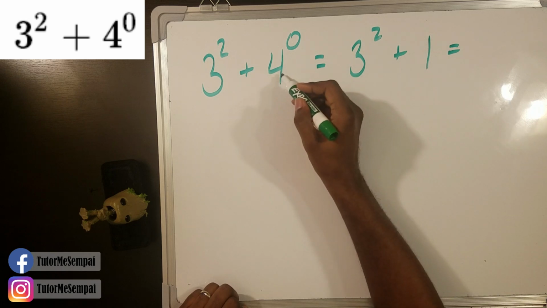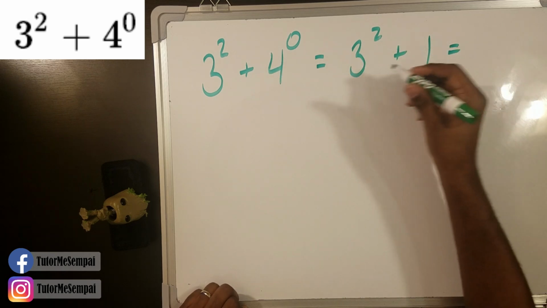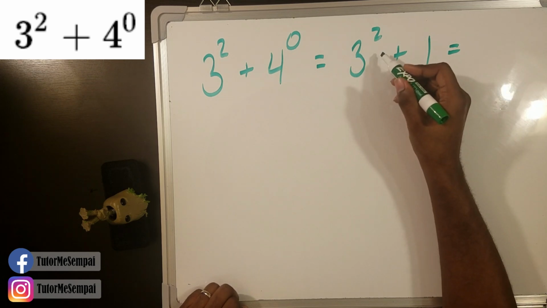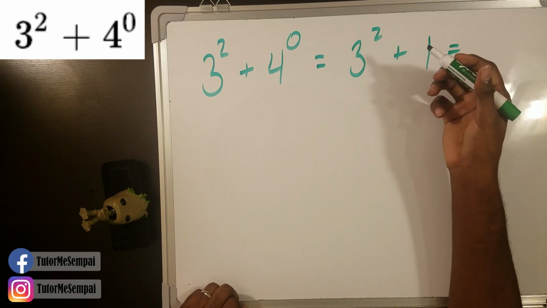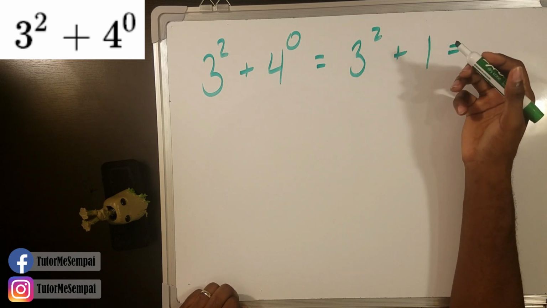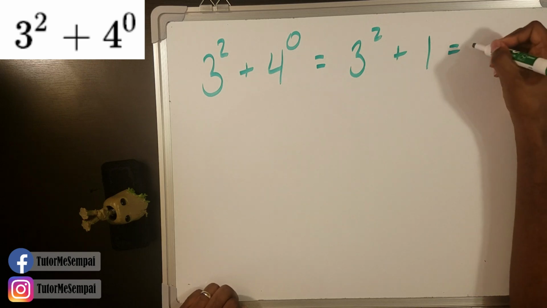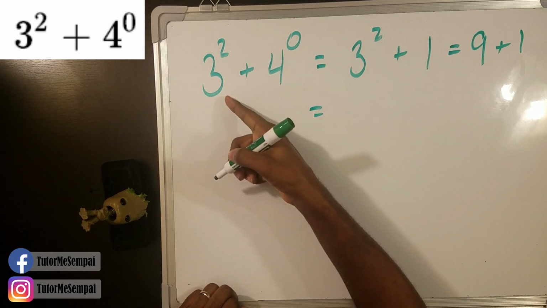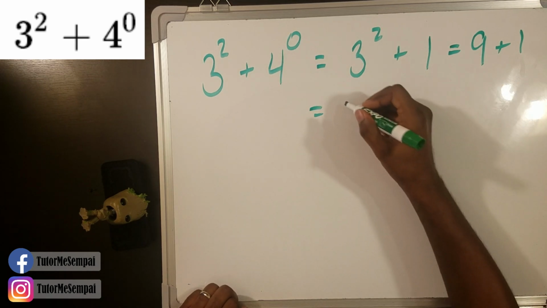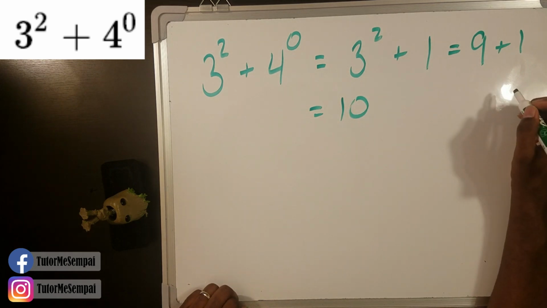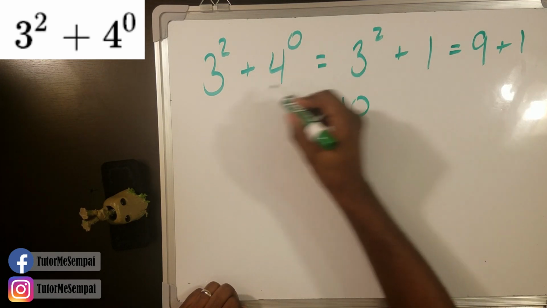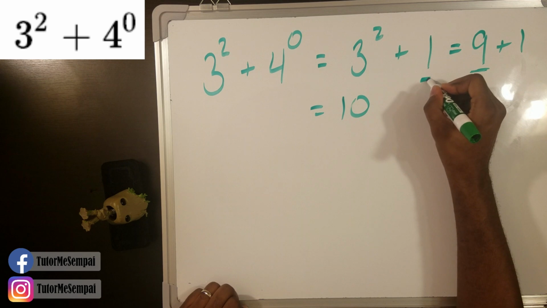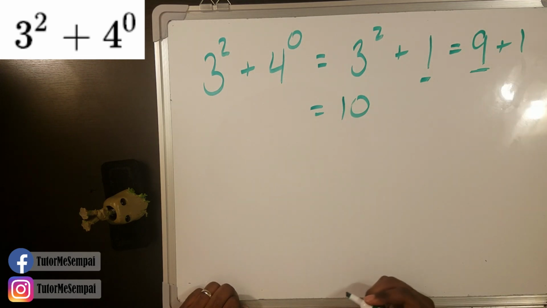So now that we've rewritten 4 to the 0 power to be 1, let's rewrite 3 squared to be whatever it equals. Now we know that 3 squared is just 3 times 3 because the exponent is just a shorthand for repeated multiplication. What's 3 times 3? Well, that's simply 9. So now you're going to have 9 plus 1, which means that 3 squared plus 4 to the 0 power is simply going to be 10. 3 squared meaning 9, remember, 3 times 3, 4 to the 0 meaning 1. So when you add those two together, you get 10.